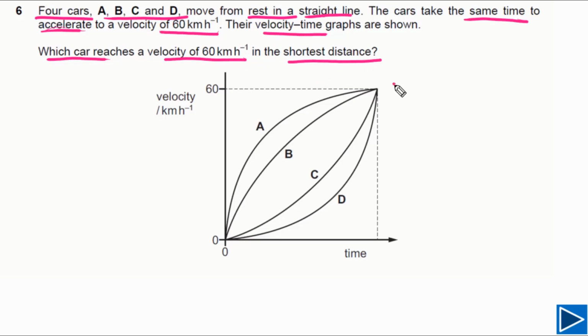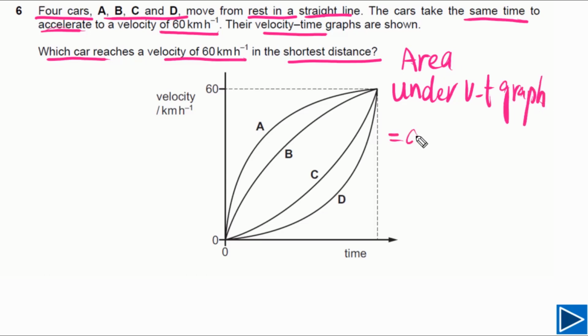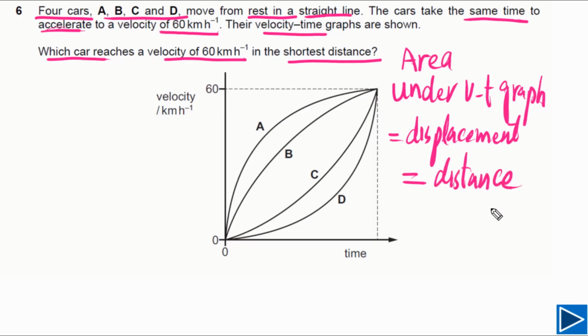First thing, now we need to understand what is the area under the VT graph. Area under the VT graph, so let me write it down here. Area under the VT graph is equal to displacement. As the cars are moving in a straight line, displacement and distance are equal. So we can also write that this is equal to distance.